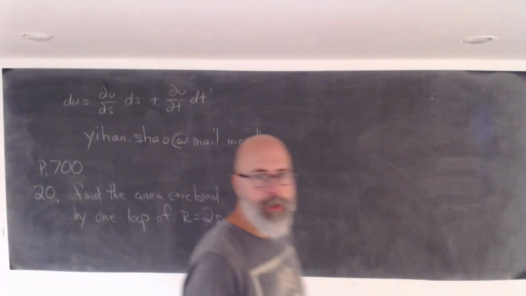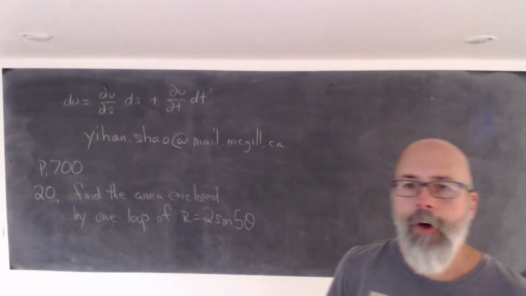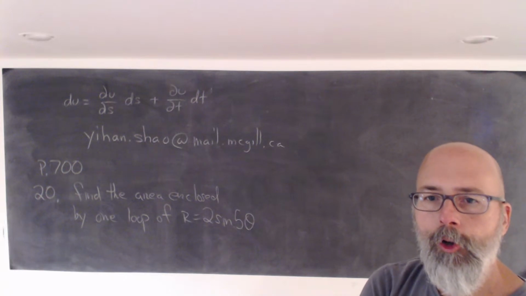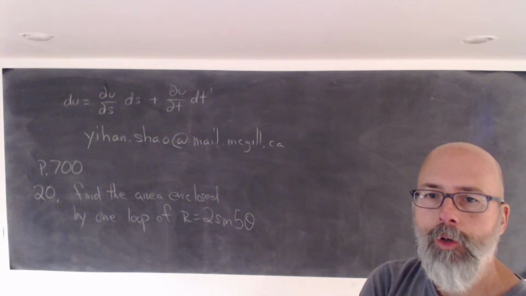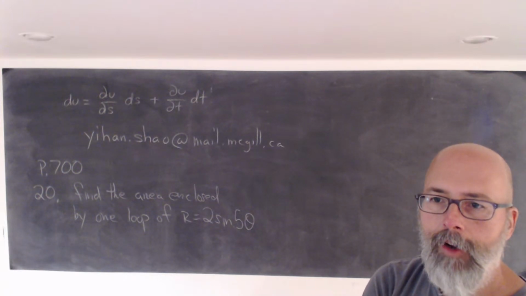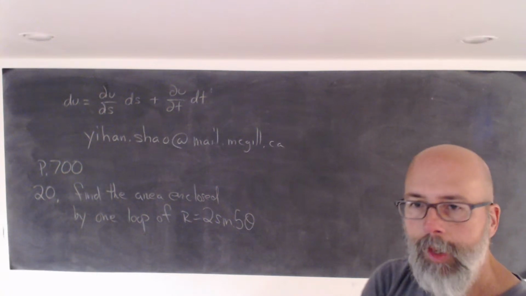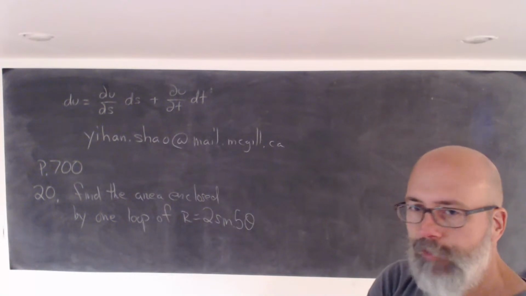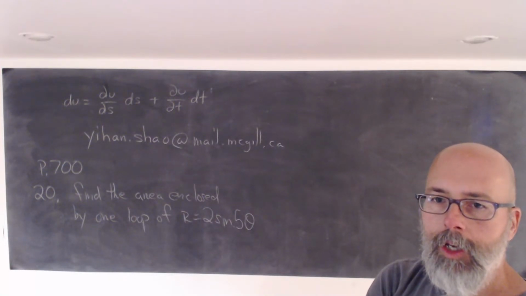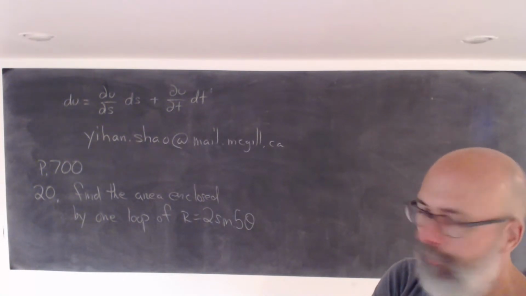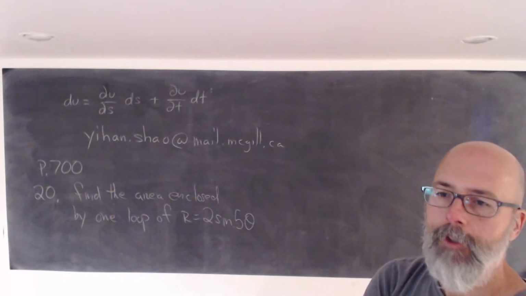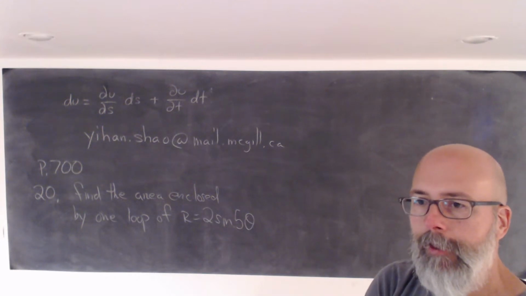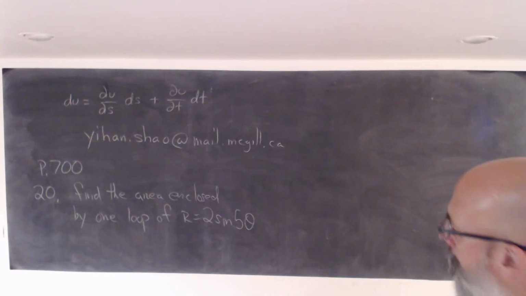All right, consider this example. Find the area enclosed by one loop of r equals 2 sine 5 theta. So take a moment and graph this function in the, well, I say function, but it's not a function, right? Graph this curve in the xy plane.